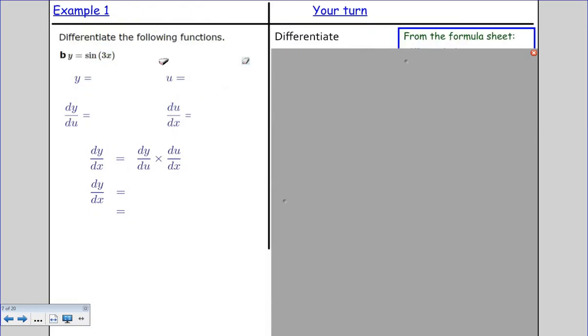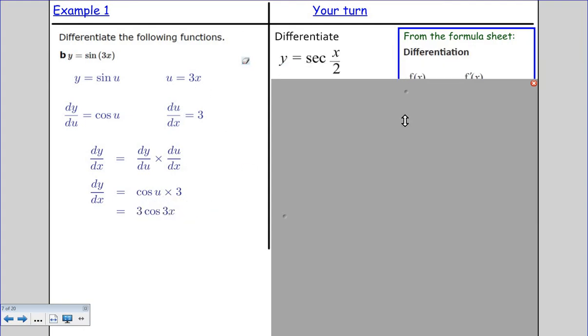Let's have a go at this example. We've got y is sine of 3x. The bit in brackets is 3x. I'm going to set that equal to my u, and that means y is sine of u. I know how to differentiate sine of u. That, with respect to u, is just going to be cos of u. And I know how to differentiate 3x. And then finally, the chain rule tells me I just multiply the two together. So if we do that, cos u times 3, and we replace the u with what u is, which is 3x.